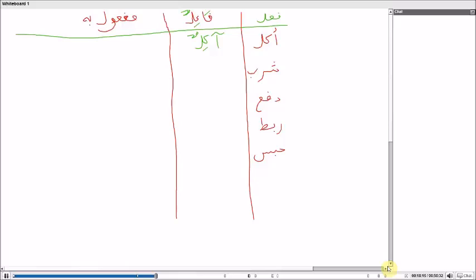And now we're going to put it on the same scale as this over here. Our fa here is an alif. Our ayn here is a kaf. So we add a waw after that, right? And then our lam is a lam. So we have maf'ul, we have ma'kul. Something which was eaten is ma'kul.